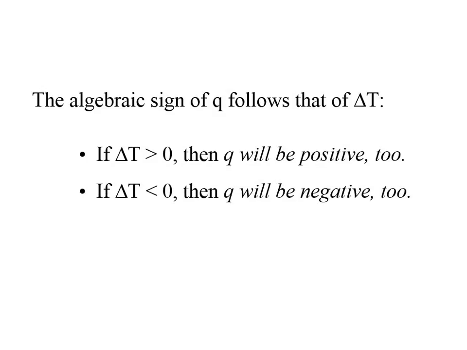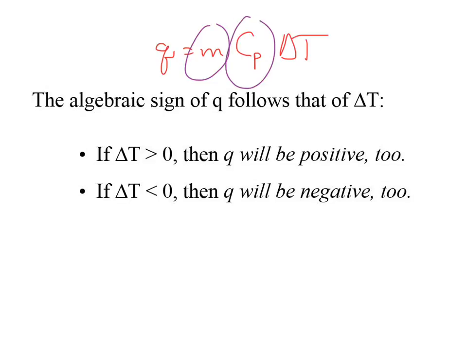So if I write up that Q is equal to M C sub P delta T, it seems like a rap song. I know. If you look at mass, mass has to be positive. Specific heat is always positive. So the only thing that can be positive or negative is the delta T. What this is saying is that whatever sign delta T has, it governs the sign of your Q value.